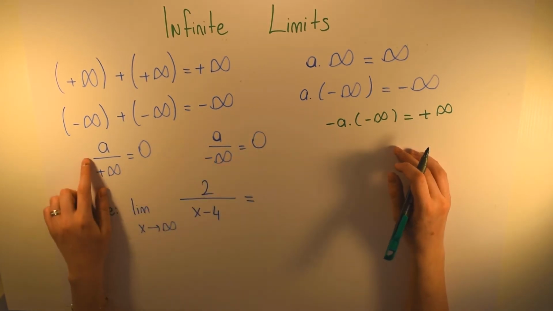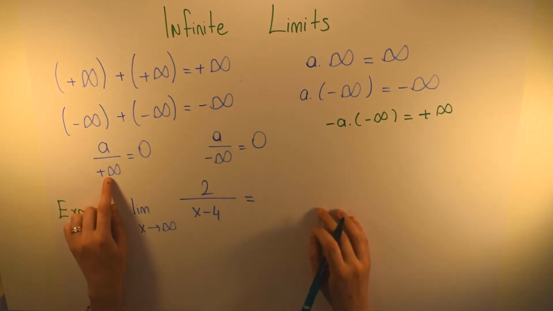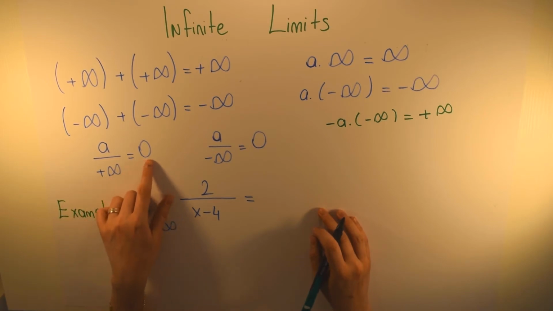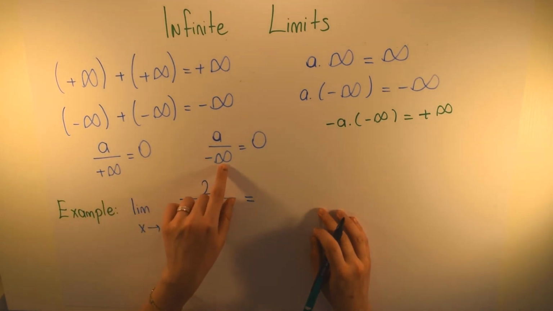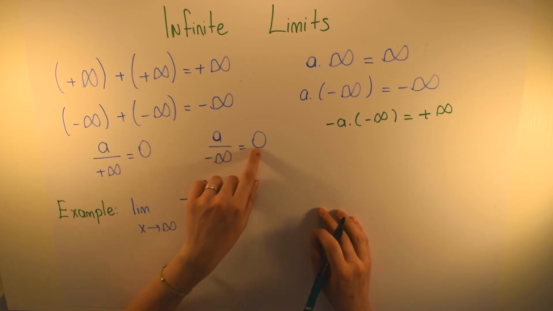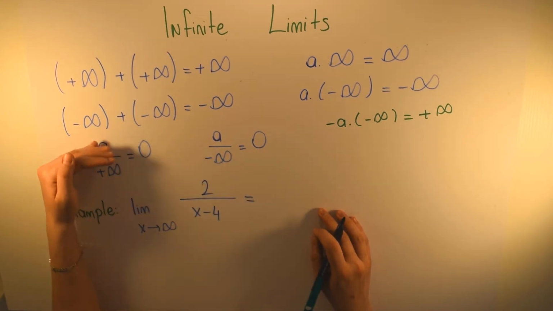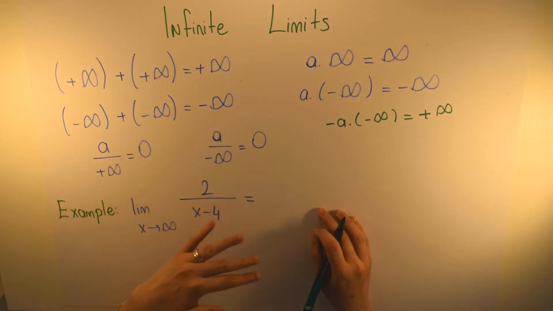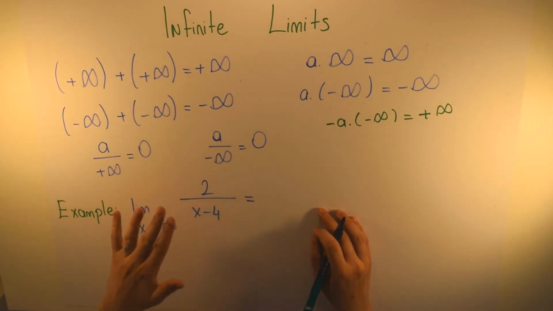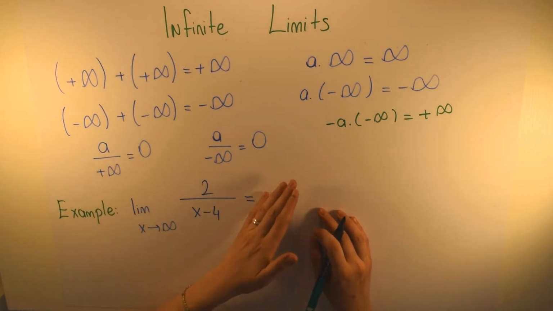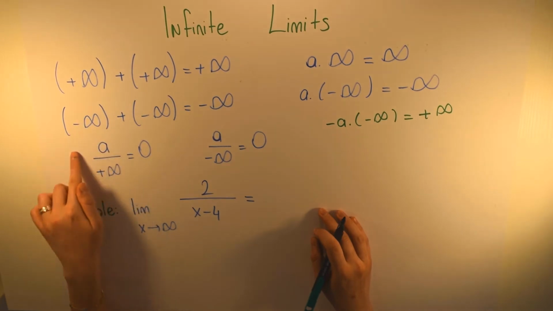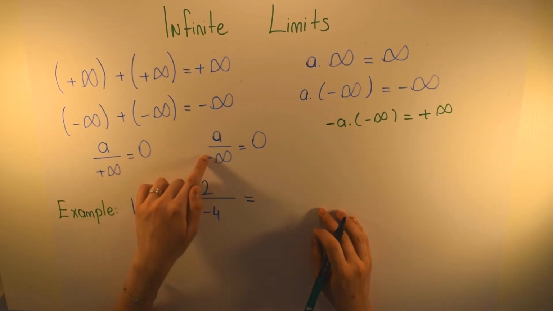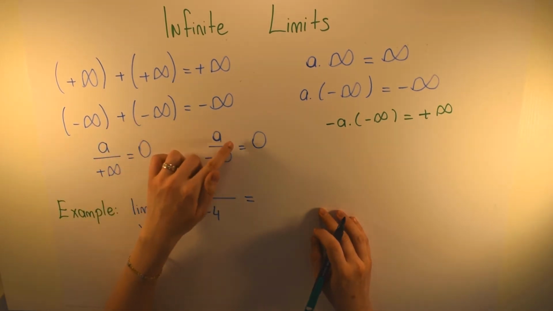Here we have a over positive infinity is equal to 0, a over negative infinity is equal to 0. So number over infinity, its limit is always equal to 0. It doesn't matter if it is positive or negative. This rule is very important, and we will use this rule a lot.